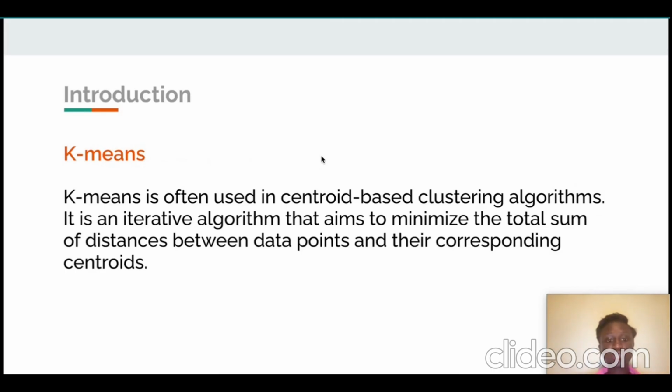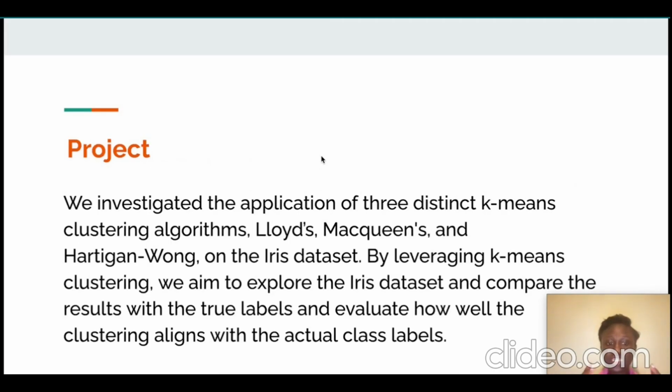For our project, we looked at three distinct k-means clustering algorithms: Lloyd's, MacQueen's, and Hartigan-Wong, and we ran these three algorithms on the Iris dataset. The Iris dataset is a popular dataset about flower petals and their groupings. We aim to leverage these k-means clusterings to explore this dataset, compare the results with the true labels, and evaluate how well the clustering aligns with the actual label set.